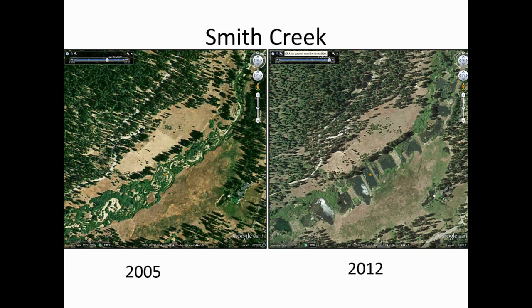You can see many examples. You can play on Google Earth, and especially if you go into the Feather River watershed, you can see these examples of pond and plug. This is a picture of Smith Creek before and after the pond and plug. You can see very clearly that series of ponds and plugs, and then the water is put on that existing meadow.